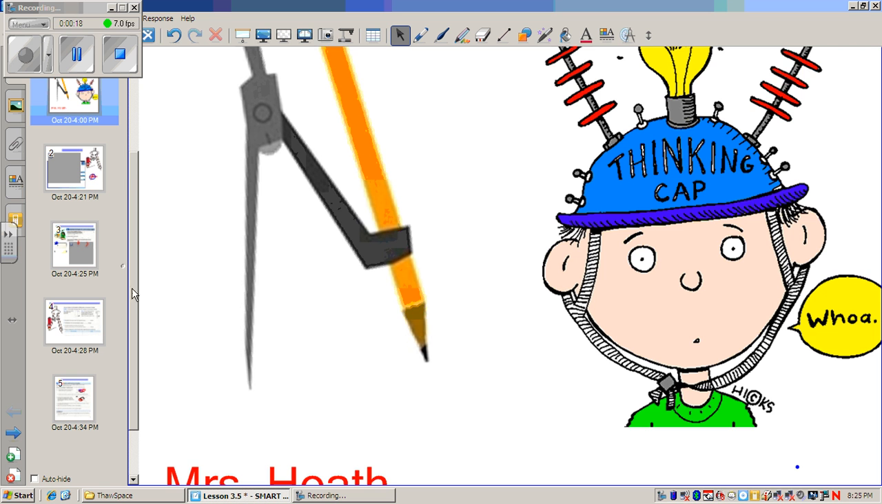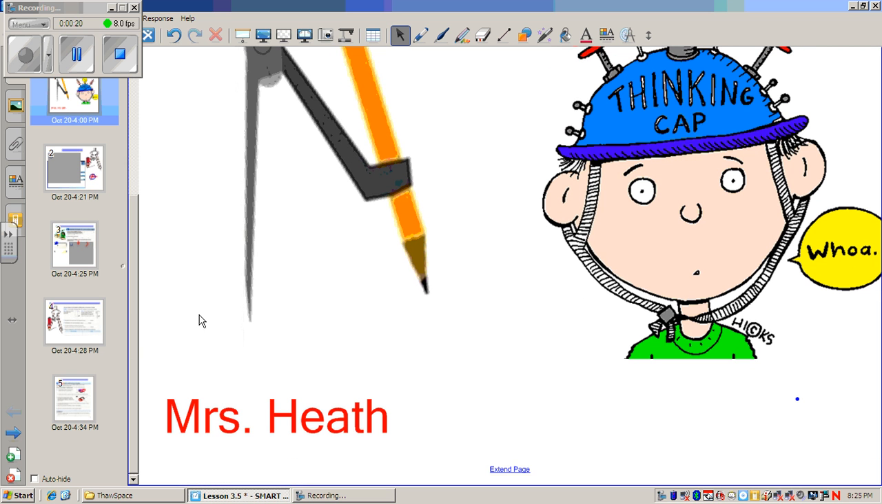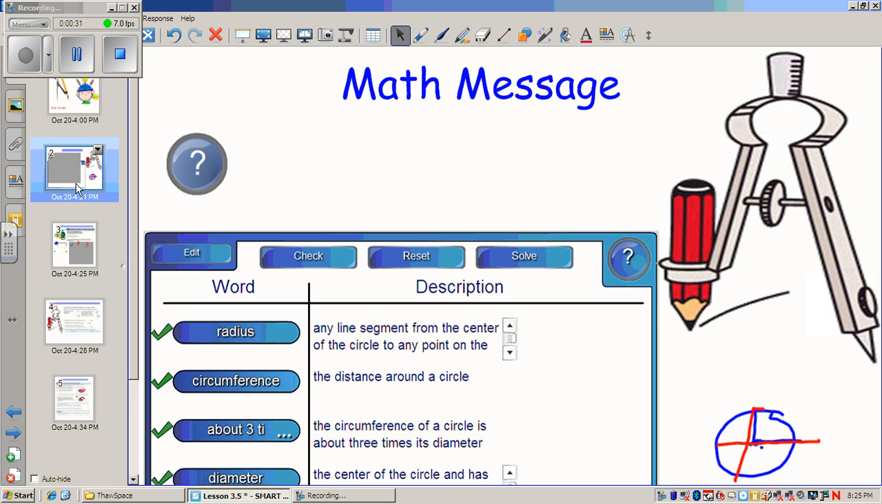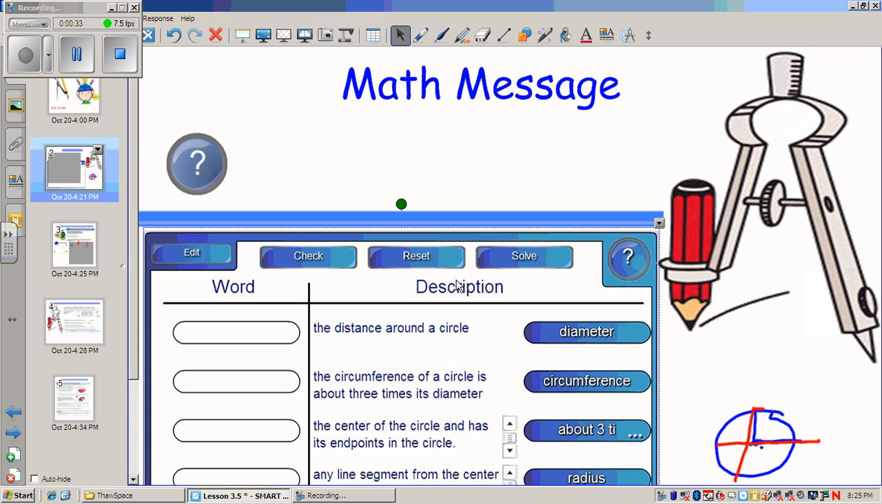What is this point called? That point is actually called our anchor. It kind of anchors things in place so that our pencil can make our marks to help us draw line segments and to form angles. So let's get started.